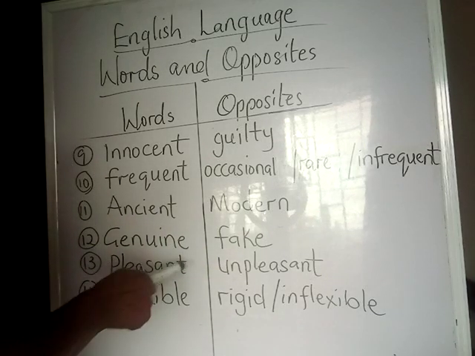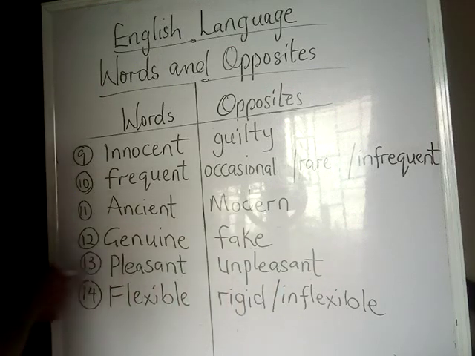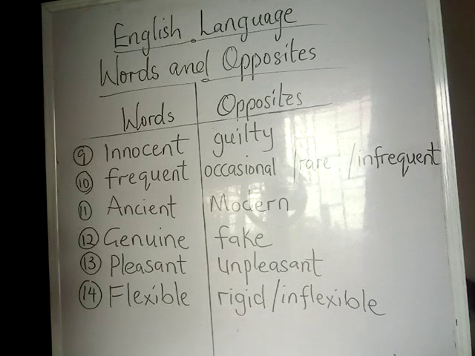13, pleasant. And the opposite is unpleasant. We know what pleasant is. Something that is nice. Something that is pleasing, good, acceptable. And the opposite is unpleasant.